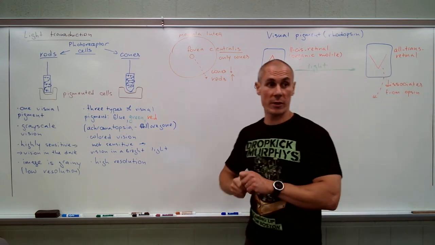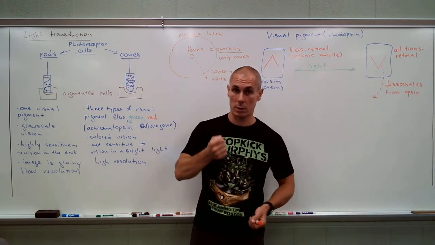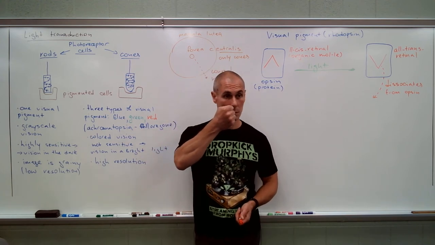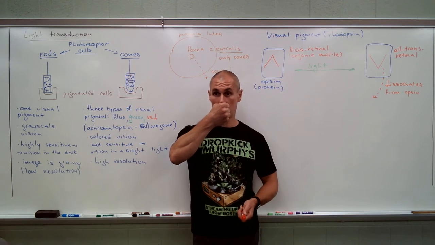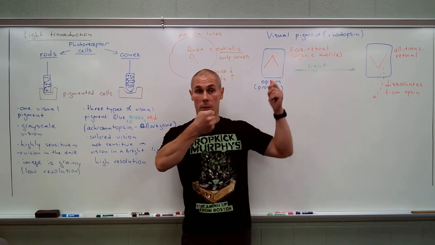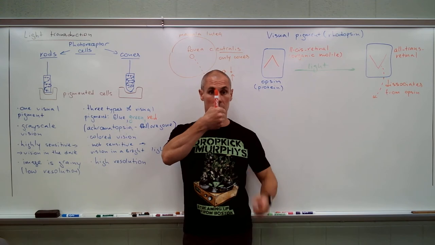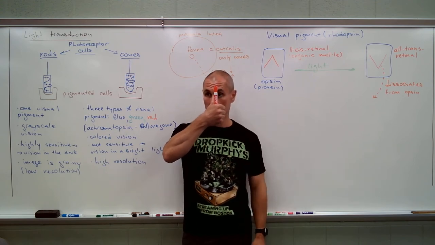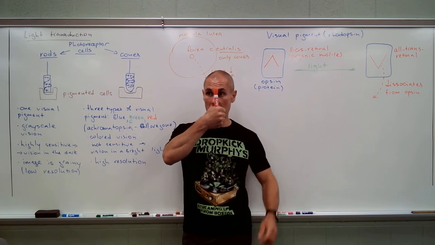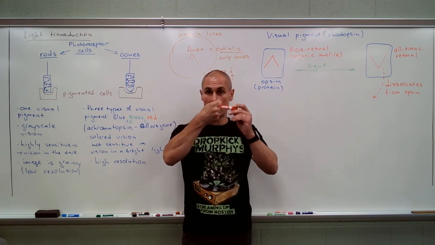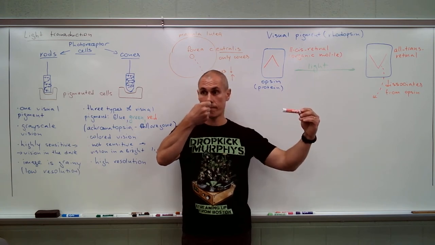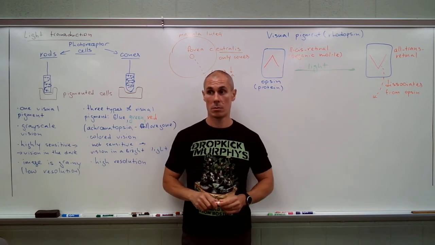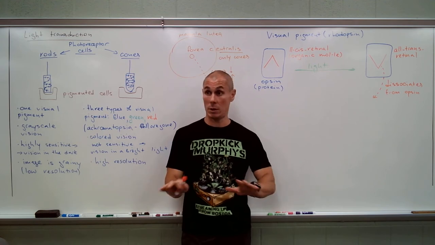I usually use this very, very simple demonstration. So imagine that my fist here, look, this is my fist, right? This is opsin. This marker is 11-cis retinal. This is how they look in the dark. When they are exposed to the light, 11-cis retinal becomes all-trans and then separates from opsin. Make sense? Don't read too much into that.